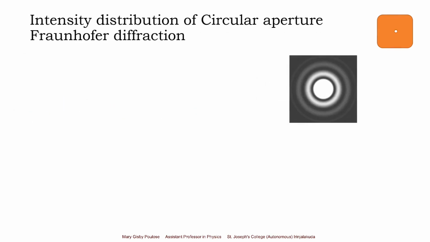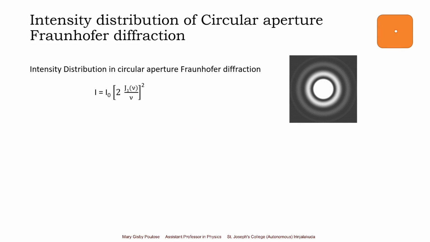Now, this is the diffraction pattern observed on the screen, and let us define the intensity distribution of this diffracted pattern. The intensity distribution in the circular aperture Fraunhofer diffraction is mathematically given as I is equal to I naught into the square of 2 J1 of nu by nu, where nu is the phase of the diffracted beam and J1 of nu is the Bessel's function of first order. J1 of nu is a mathematical function called Bessel's function of first order.